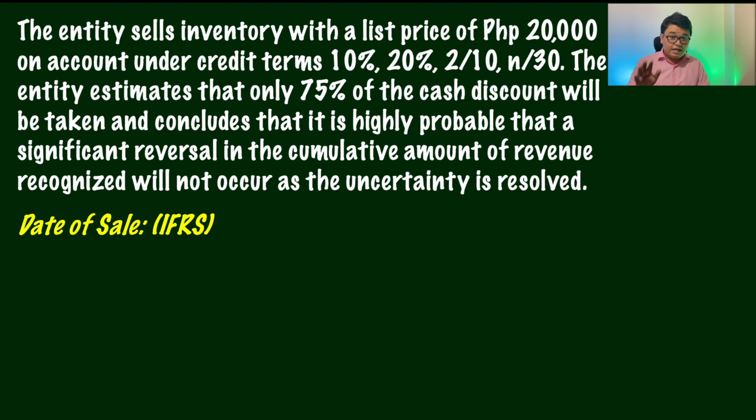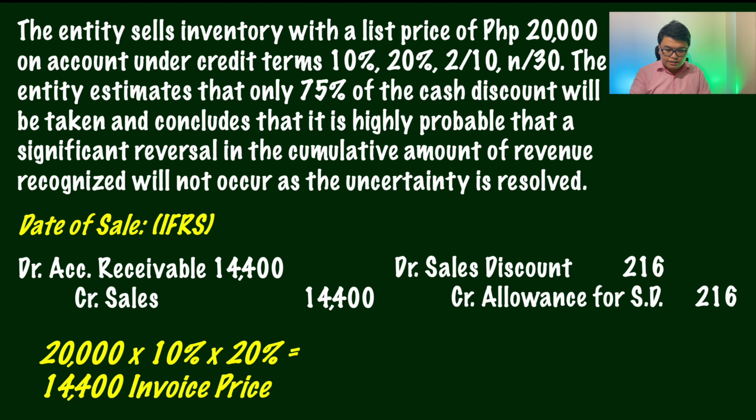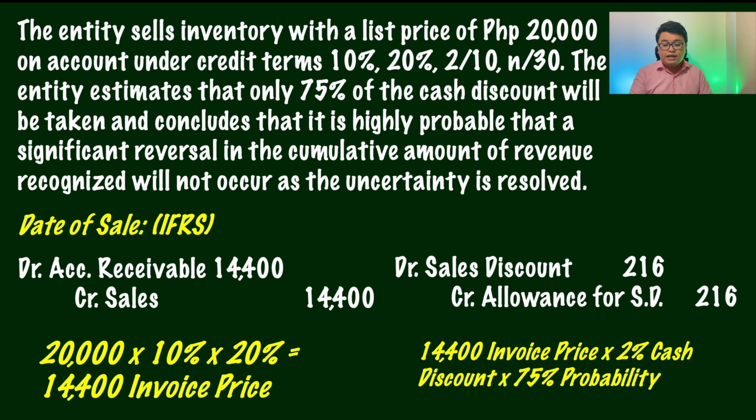Now, this time, we record the same example under IFRS. So, at the date of sale, we will debit accounts receivable and credit sales at invoice price. Also, at the date of sale, we will establish an allowance for sales discount. That would be 216. That is computed by multiplying invoice price multiplied by 2% cash discount. And it says here in the last sentence of our illustration, only 75% of the cash discount will be taken. That's the estimate. So we will also multiply 75% probability. Again, under US GAAP, we don't do the probability part. We don't take that into account.